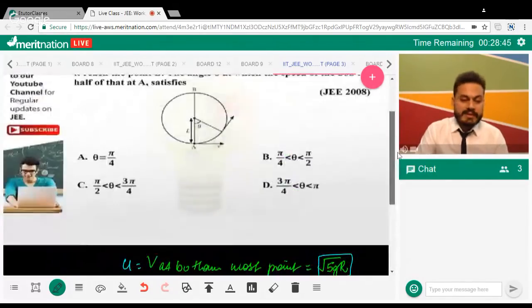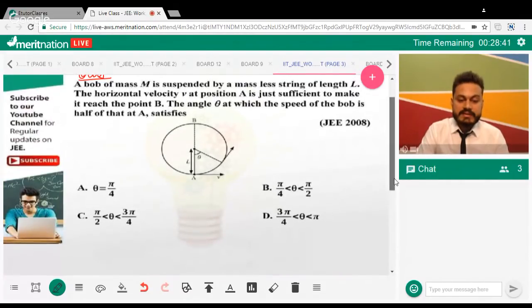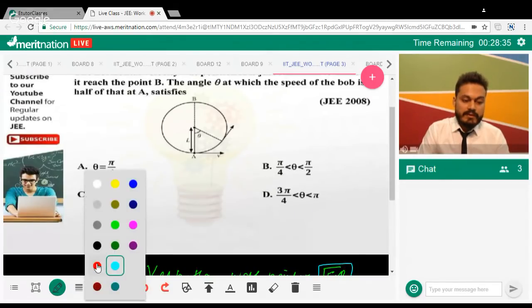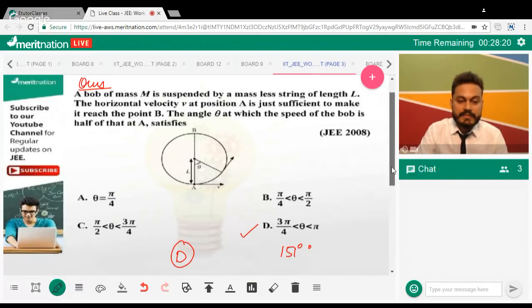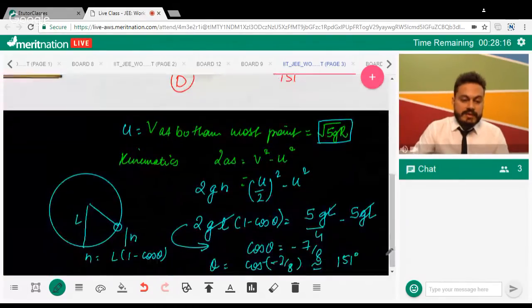Now the question is asking what should be the range of theta. If you see very clearly, 151 degrees, I should use another color, 151 degrees is coming in this range, and the answer to this question is D. Just let me know, you can apply conservation of energy. Let me know if you guys are following it.